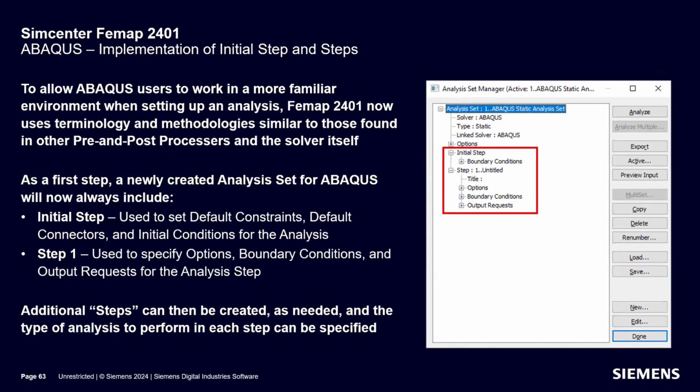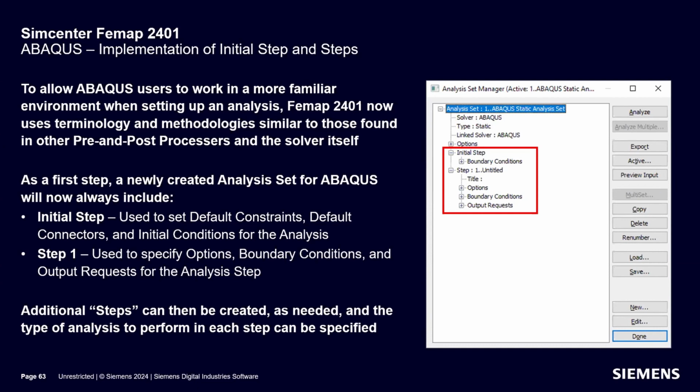Abaqus. The whole idea here is to allow Abaqus users to work in a more familiar environment when setting up their analysis. So we're starting to use more terminology and methodologies that you might see in other pre and post processors and in the Abaqus solver itself. Now when you make a new Abaqus run, you're always going to get an initial step. That's where you set default constraints, connectors, and initial conditions for the analysis. It's also automatically going to make step one, which is where you would set other boundary conditions, such as loads, your options, and your output requests for each analysis step.